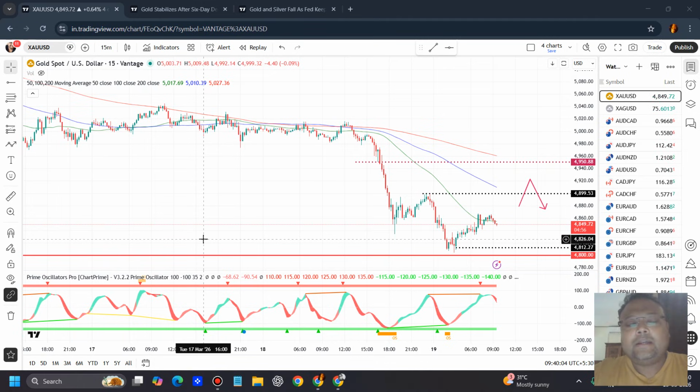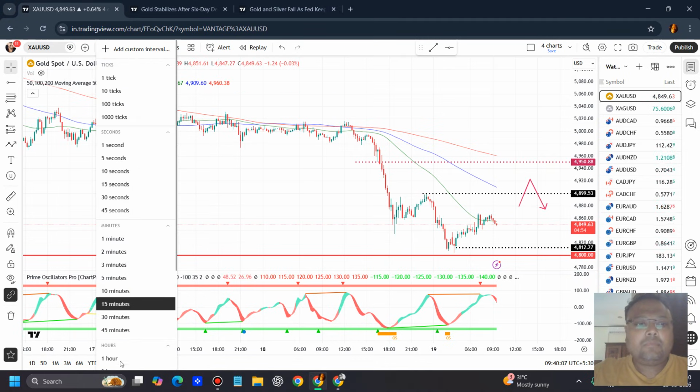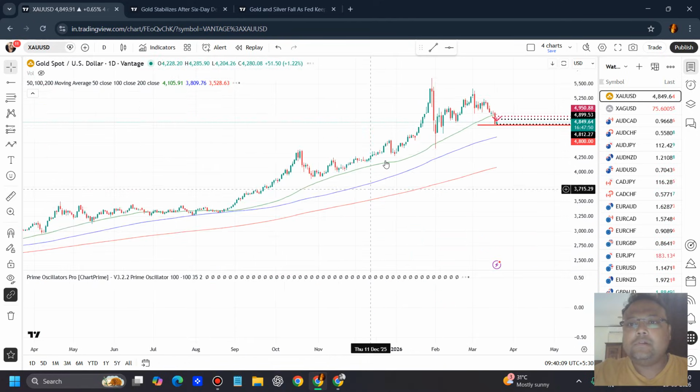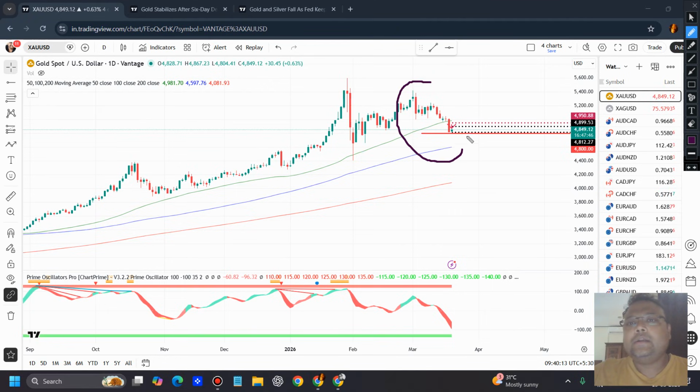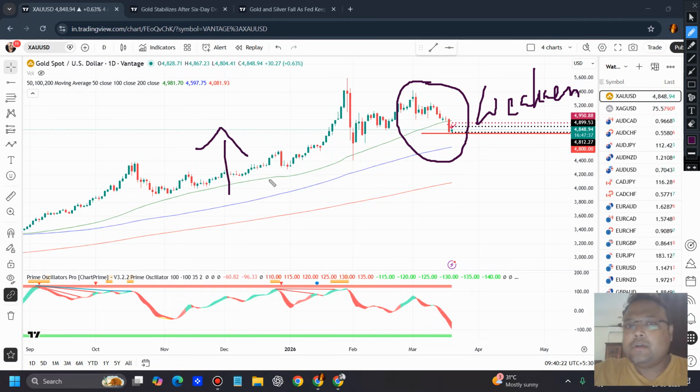See, try to understand the logic here. Right now we can clearly see there is weakness on the chart. But what is the overall trend here? The overall trend is bullish. It means there is a contradiction between the overall trend and the present trend. And gold is fundamentally bullish. Now we cannot deny it.